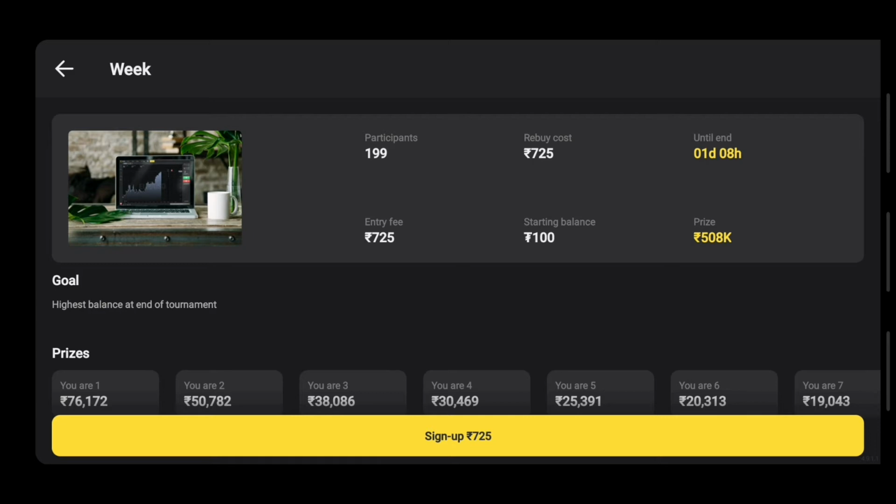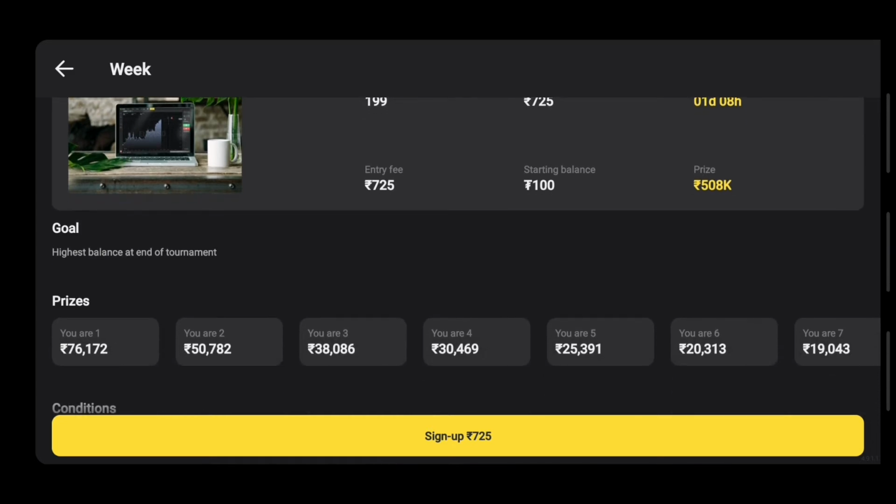Now when the tournament starts, it starts with 100, right? You see the starting balance set as 100. This is the starting balance that you get, and not only you, all the 200 players will get 100. Now you start trading. There's a chance that you might win on your first trade or maybe lose. In case you win, congratulations, your amount increases. But in case you lose, your balance comes below 100.